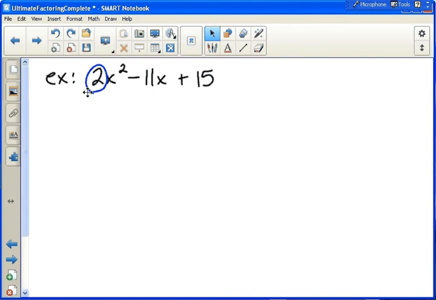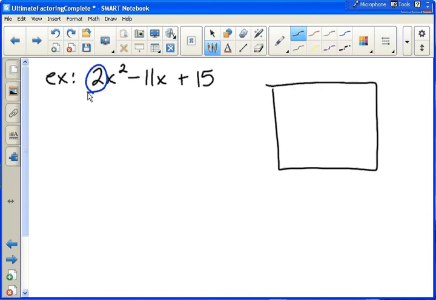Now, for the box method, we use a box. I know, shocking. So over to the side here, set up a box with 4 parts. And for the box method, you put the first term in the first box, upper left, and you put the last term in the last box, lower right. Make sure you carry the signs with them if they have them.